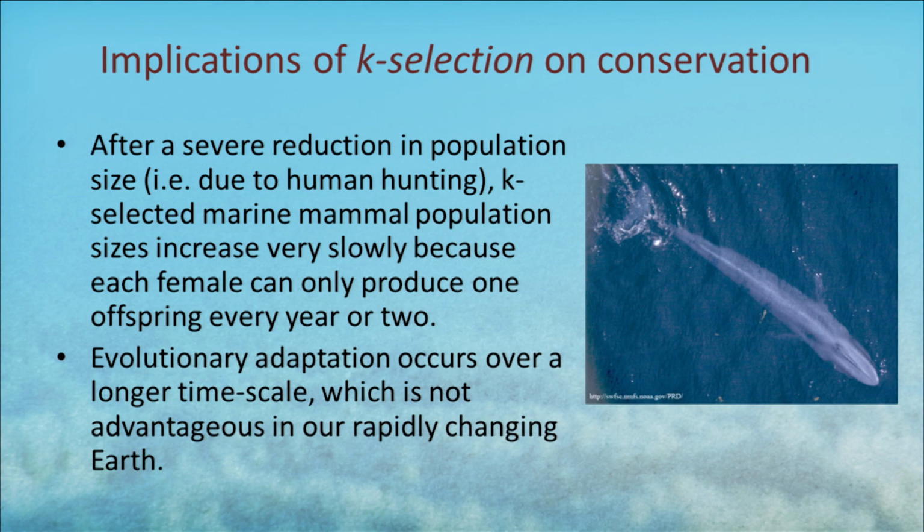And that's because each female can usually only produce one offspring every year, sometimes every 2 years, and sometimes every 3 years. And so that means we're going to have a very slow recovery if we do anything drastic to this population, such as reduce it dramatically due to a whaling effort, for example. This also means that from an evolutionary standpoint, it happens on a much longer time scale, which is not good because our Earth is rapidly changing due to human presence.